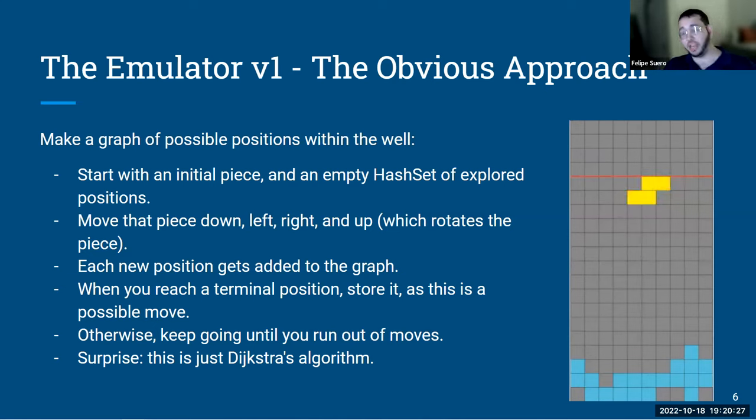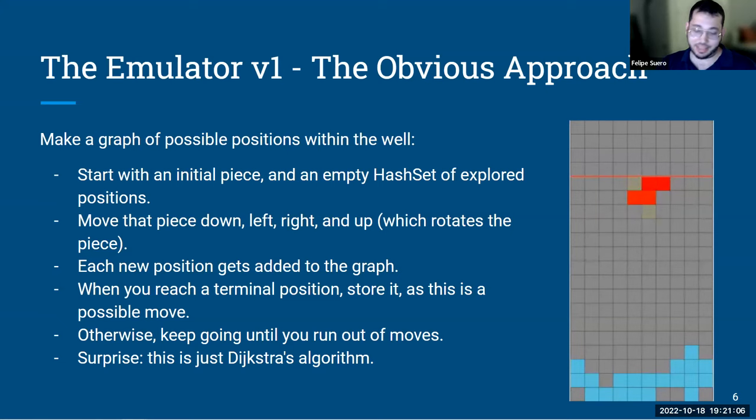You take that piece and you say, okay, this piece can go up, that would rotate it. This piece can go to the left, that would move it to the left. This piece can go to the right, that would move it to the right, or this piece can go down. You add those positions to your sort of graph that you're exploring. You take those moves, and once you visit them, you add them to your hash set of explored positions. As you keep exploring, you keep adding to your hash set. Whenever you go visit a position, you make sure that it's not in your hash set of explored positions. Whenever you reach a terminal position, that is, a position where the block is no longer going to be able to move, you add that to your list of moves, because that's all the potential moves you can make within the well. And you keep going, you keep visiting positions, you eventually get some moves that you add to your list.